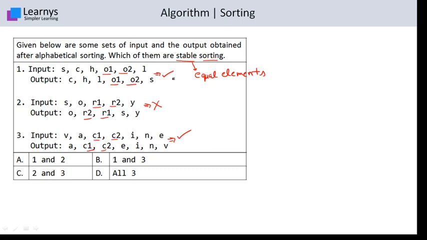So our stable sortings, as per the given scenarios, are 1 and 3. Which option has 1 and 3? It is option B. So we can say for this question the correct option is option B.